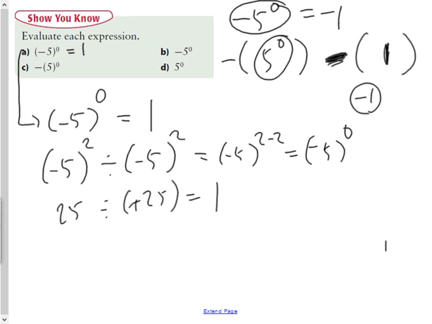And the only difference between the two is this has brackets around the negative 5, so that's saying that is a base to the exponent of 0. And this one does not have brackets around the negative 5, so it is not a base of negative 5, it is a base of 5, and it's the opposite of 5 to the exponent of 0.